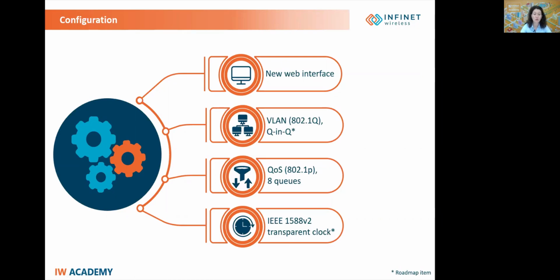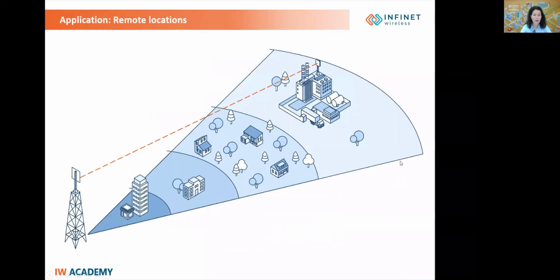1588 version 2 synchronization through the Ethernet network is a roadmap item for Quanta 5 pending implementation. Synchronization is very important, as you know, because it allows you to use collocated devices with the same frequency or with a limited set of frequencies.